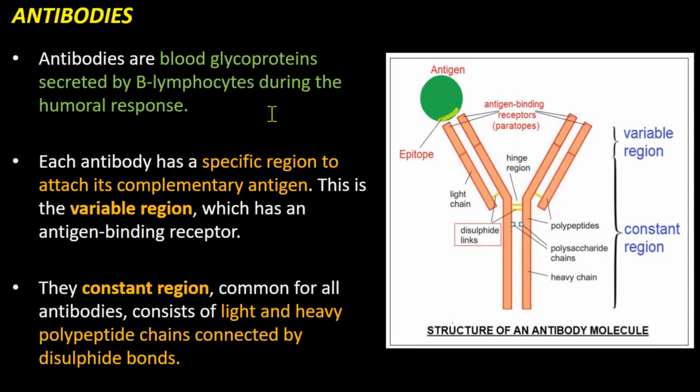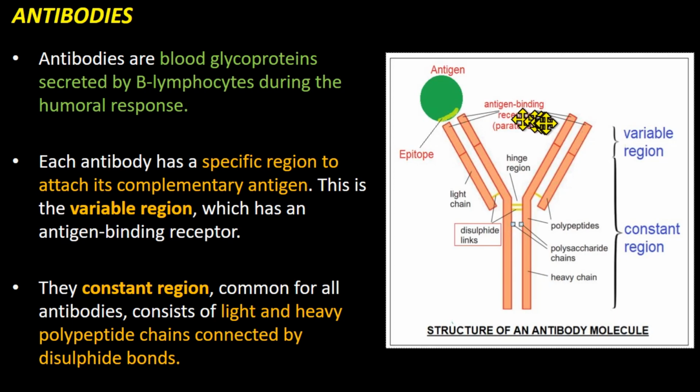Antibodies are blood glycoproteins secreted by B lymphocytes during the humoral response. We would have gotten through that already. So here we have the structure of an antibody, and the antibody actually has two regions. The variable region, this will differ from antibody to antibody, and the constant region, which will be the same for every antibody. So each antibody has a specific region to attach its complementary antigen.